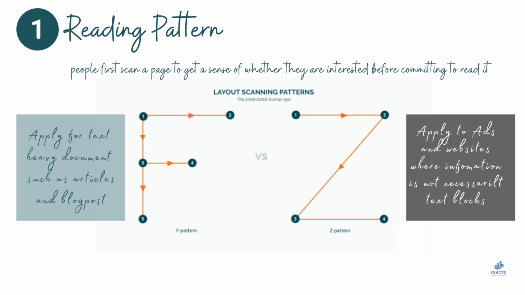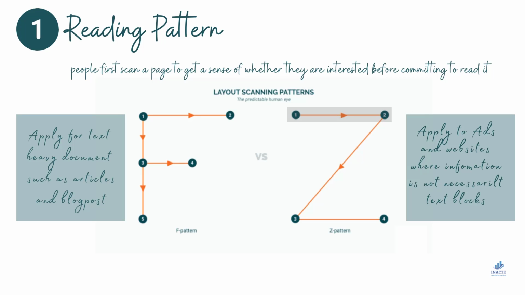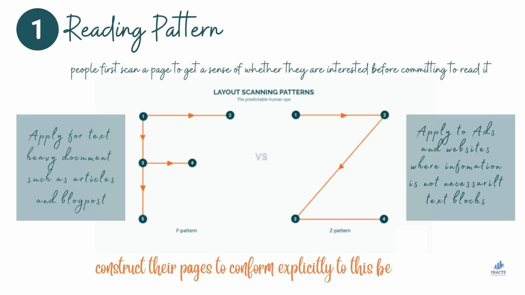Z pattern applies to other sort of pages like ads or websites, where information is not necessarily presented in block paragraphs. A reader's eye first scans across the top of the page where important information is likely to be found, then shoots down to the opposite corner at a diagonal and does the same thing across the lower part of the page. Therefore, construct the page to conform explicitly to this behavior, placing the most important information in the corners and orienting other important information along the top and bottom bars and connecting diagonally.